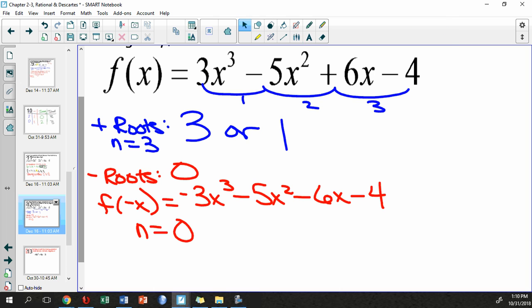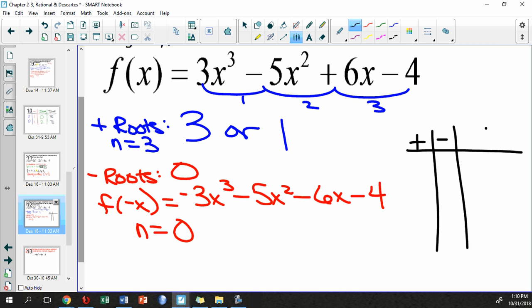So now what do I need to do? I need to make a chart. Positive, negative, imaginary, and my total. How many roots should this thing have?